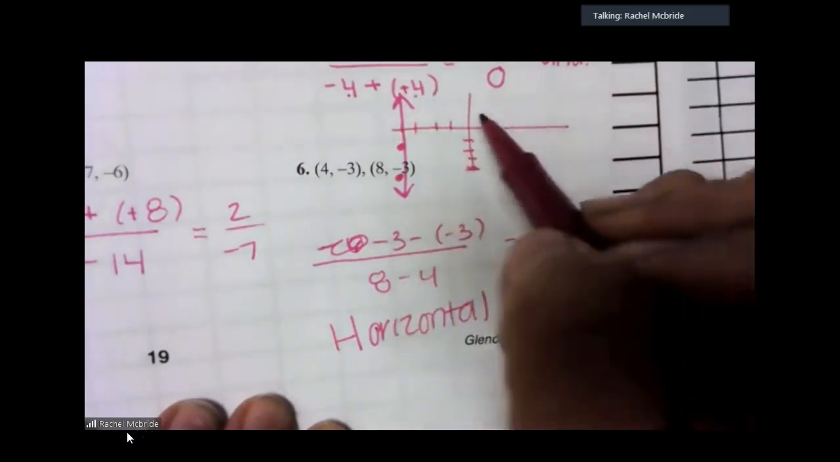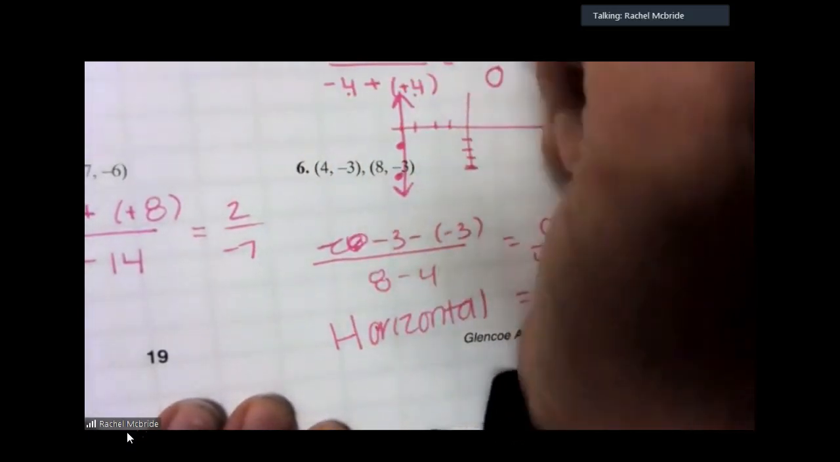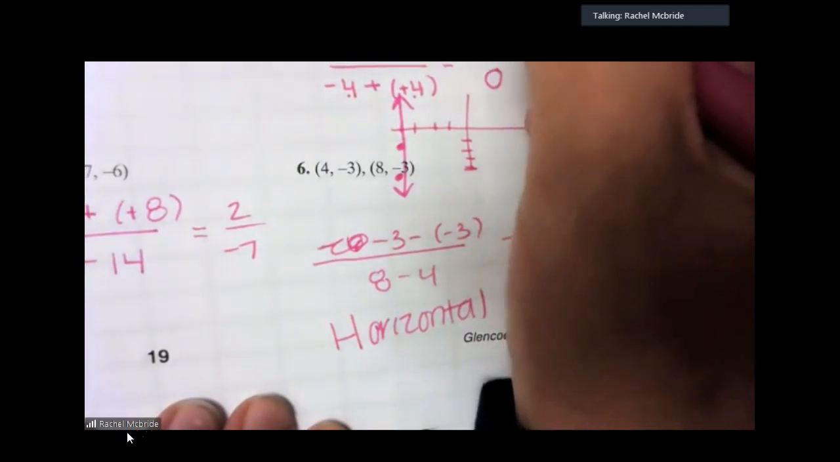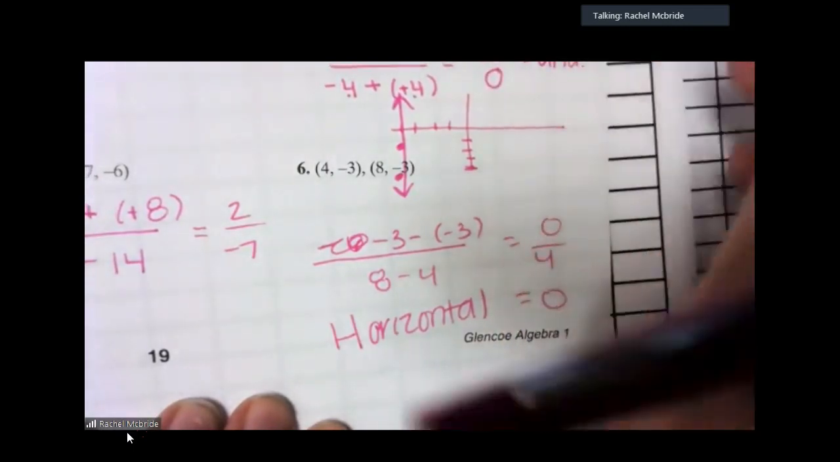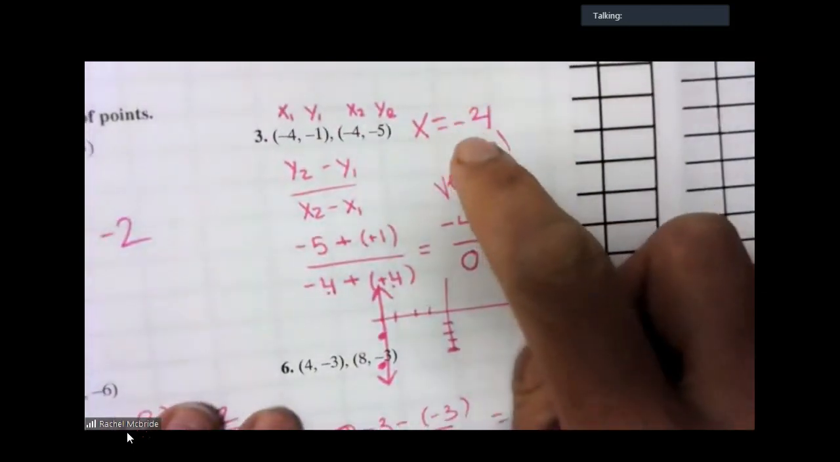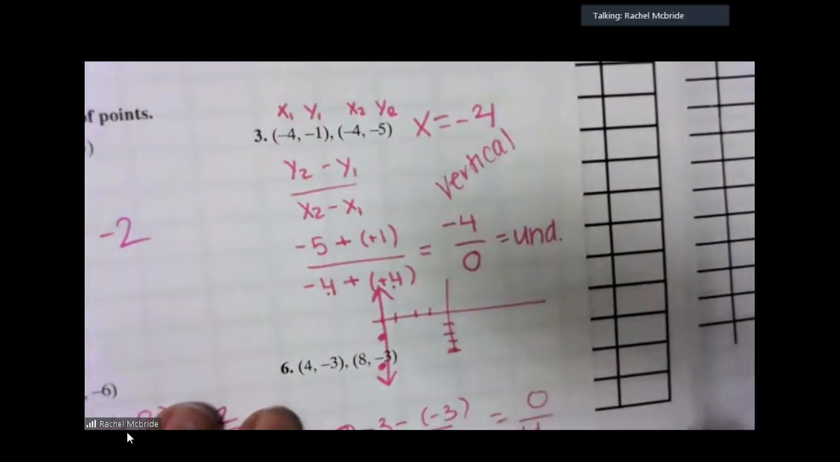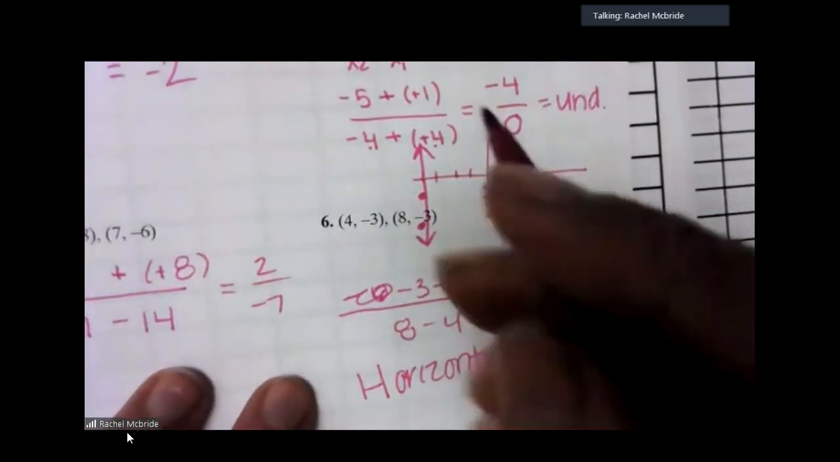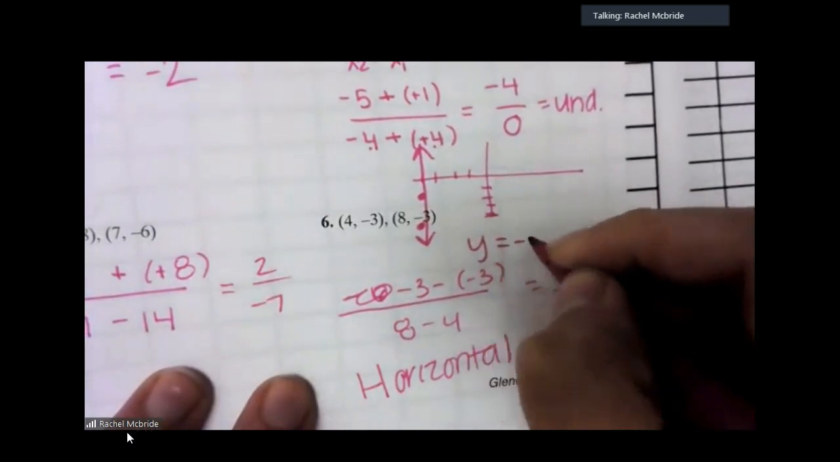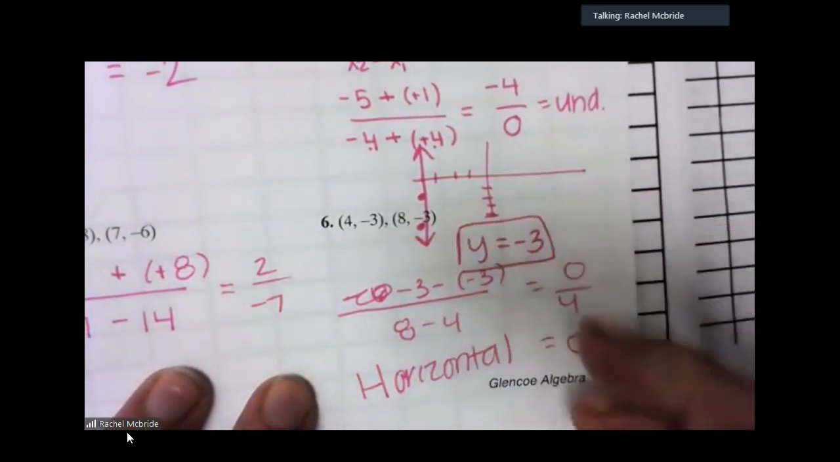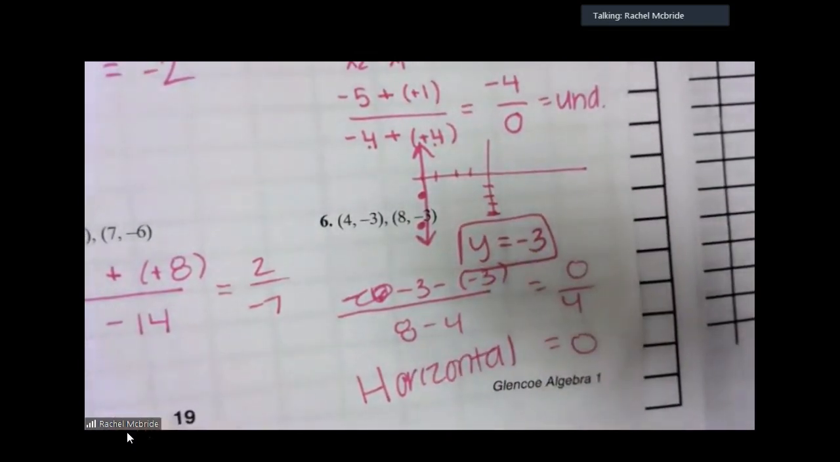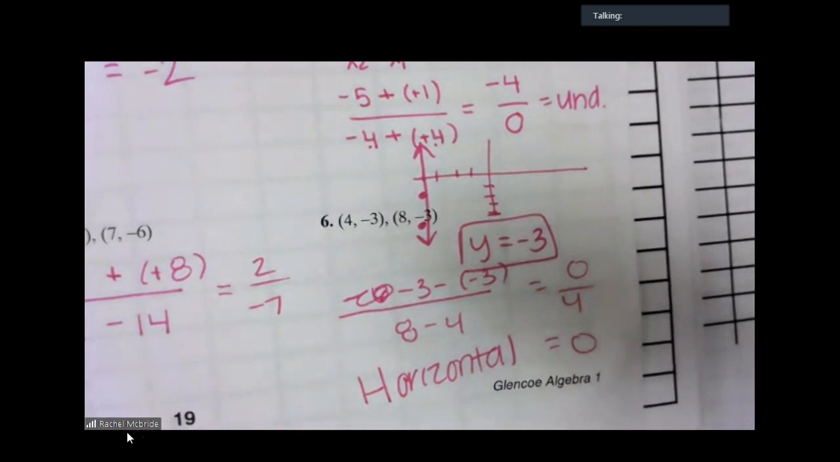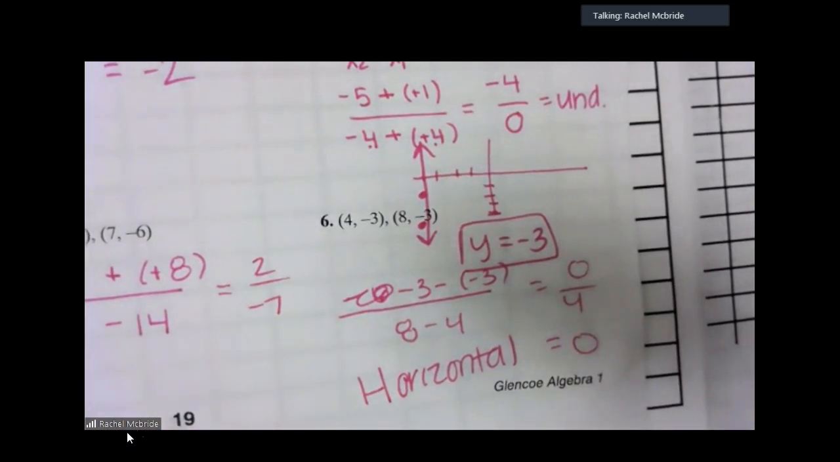A vertical line is always equal to the x value. So like number 3, that would be equal to x equals negative 4. And number 6, since the slope is 0, it'll be y equal to negative 3. It's always equal to the y value if it's horizontal. You need to start making these connections, guys.